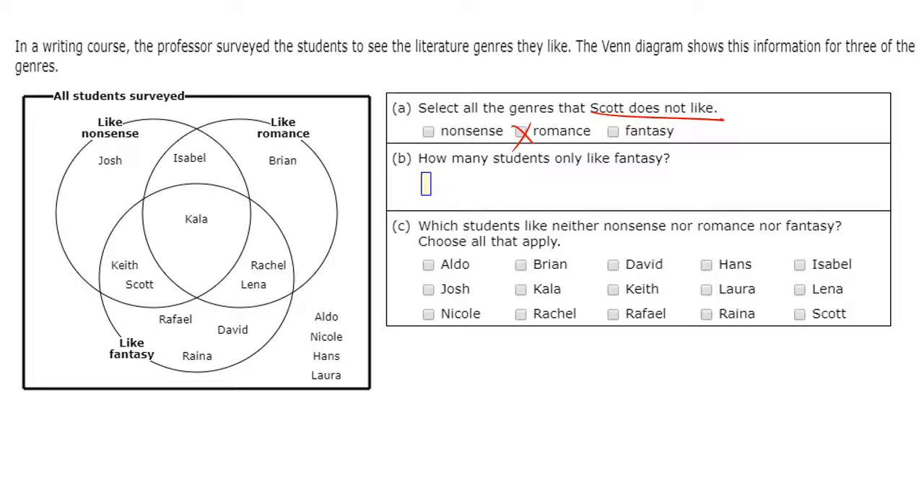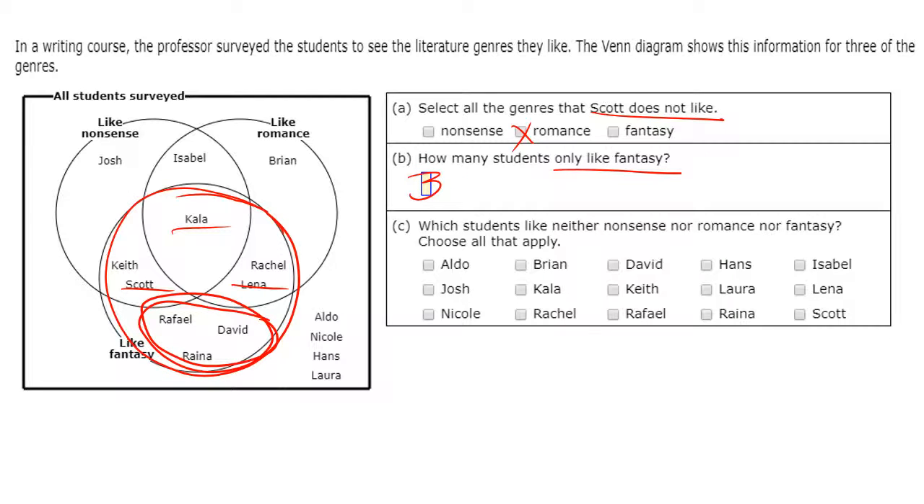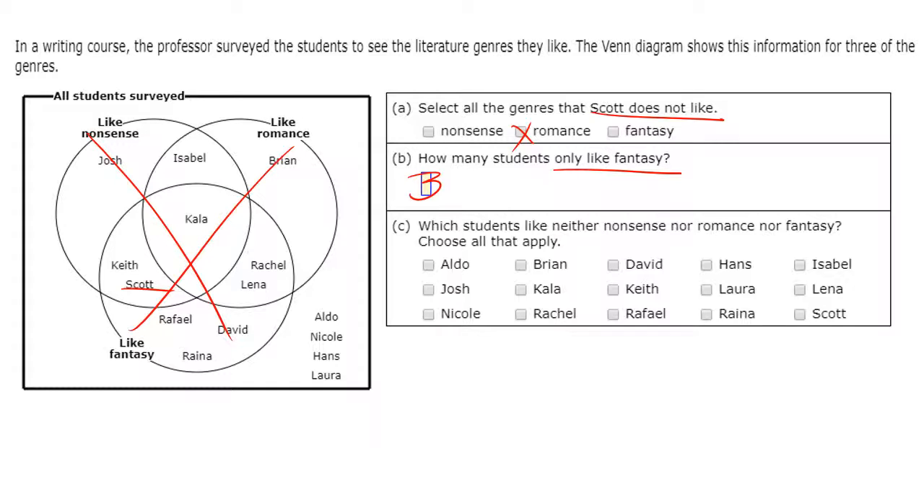How many students only like fantasy? If you look at the fantasy circle, some of these students overlap with other genres, but we want the students who only like fantasy. Those students would be the 3 at the bottom, Raphael, David, and Raina. And last but not least, which students like neither nonsense, nor romance, nor fantasy? That would be outside of all 3 circles. And that would include Aldo, Nicole, Hans, and Laura.